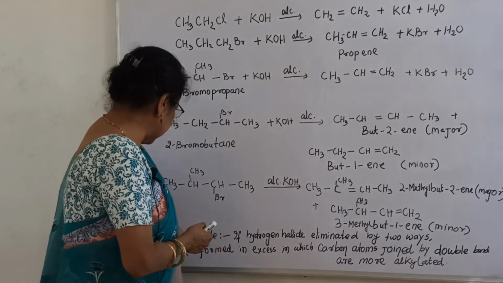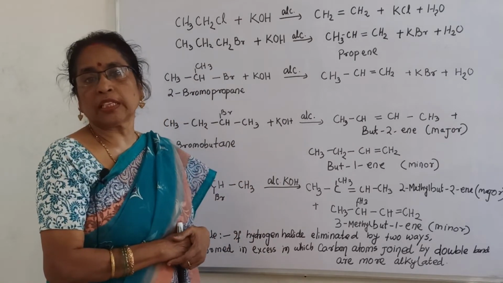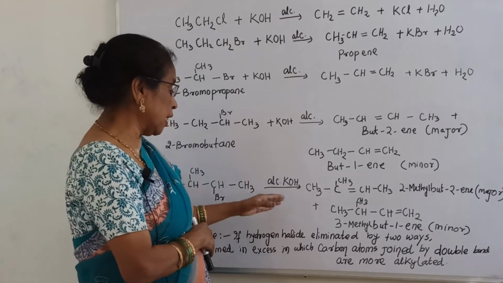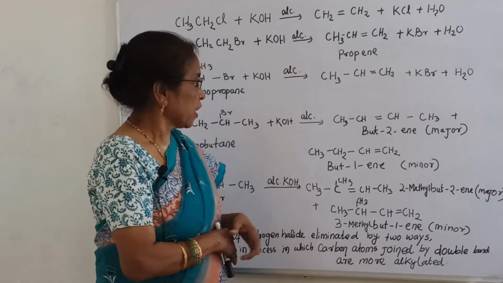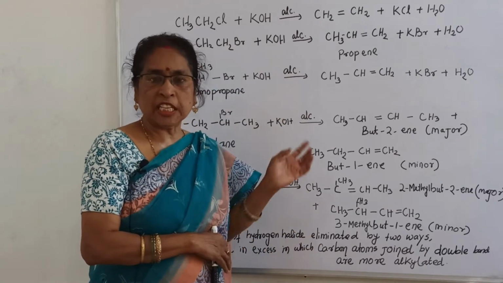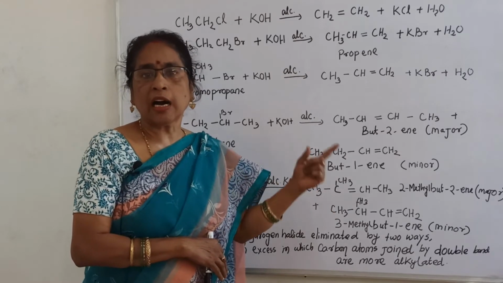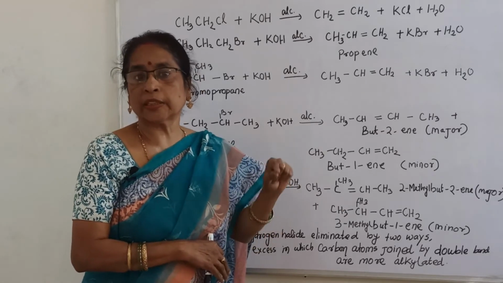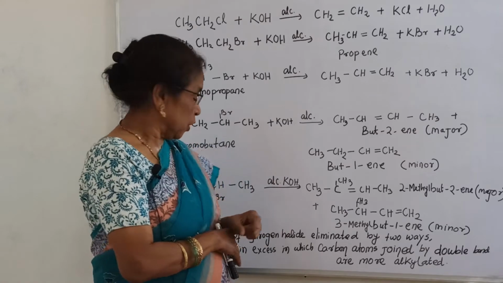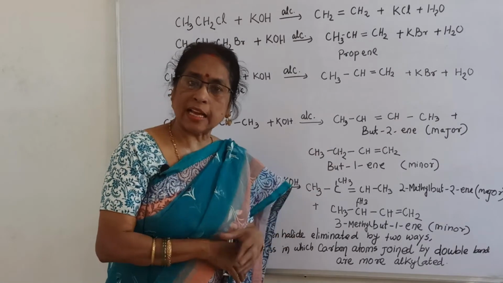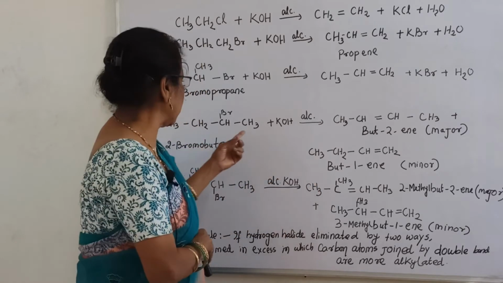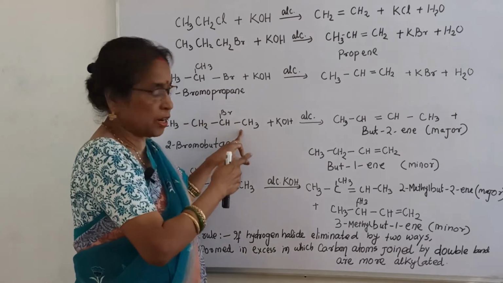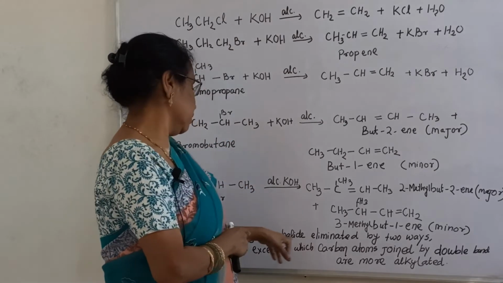Then which one is the major and which is the minor product? Here the scientist Saytzeff produced a rule, called the Saytzeff rule. According to the Saytzeff rule, if hydrogen halide is eliminated, because in this case you see an elimination reaction, hydrogen halide is formed as a byproduct. After that it reacts with KOH, giving KBr and water. So if hydrogen halide is eliminated in 2 ways, if Br reacts with this hydrogen it is 1 product, and if Br reacts with this hydrogen, there is another product. So it gives 2 products.